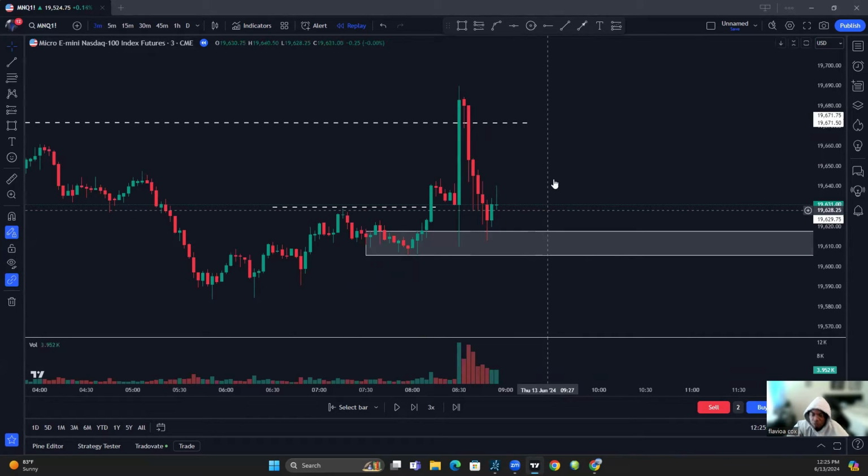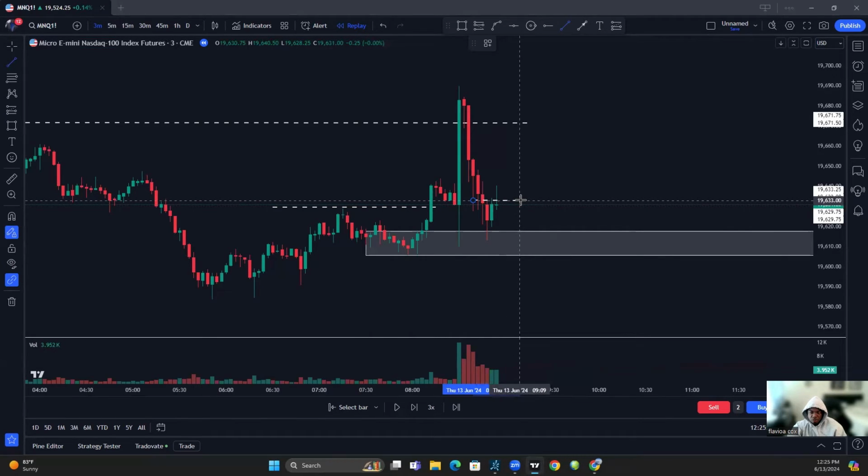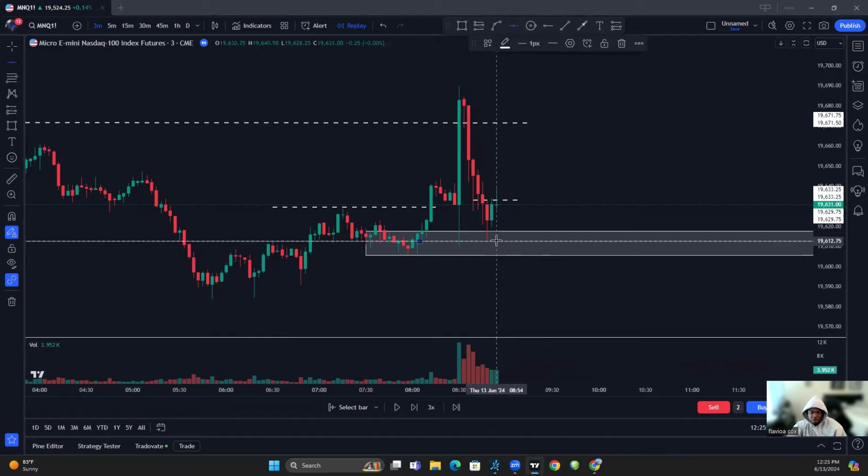So I went to the 3-minute. This is the lowest time frame I go on. So on the 3-minute, as you can see here, we had this little hammer type of candle form. And then as it formed, I waited for us to break that candle. So once we break that candle, that little wick there, I got in and I placed my stop loss below this hammer candle, and I was targeting 1 to 2.